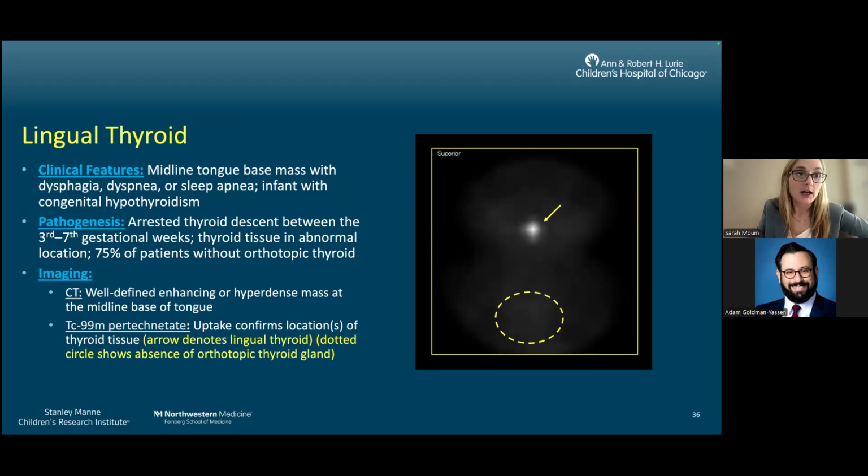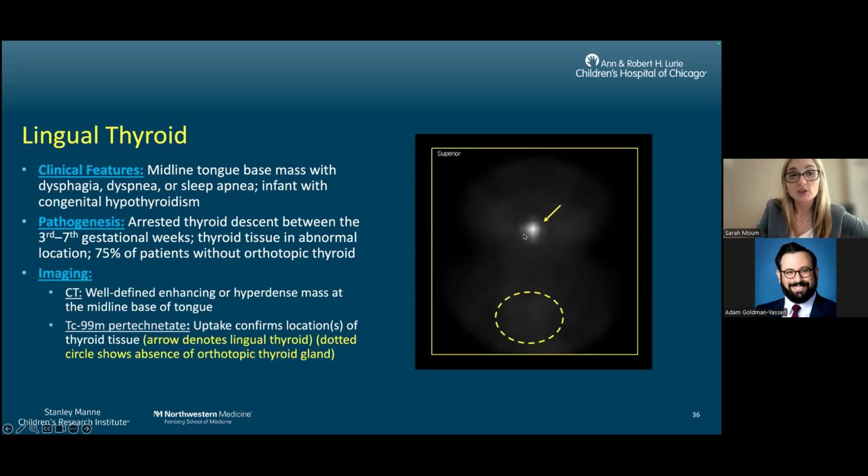On imaging, by CT, for example, you'll see a well-defined enhancing or hyperdense mass that's going to be at the midline base of tongue. By technetium scan, we'll see uptake. The uptake is going to come from the locations of thyroid tissue. So, do you have an orthotopic gland, and where is the ectopic thyroid?